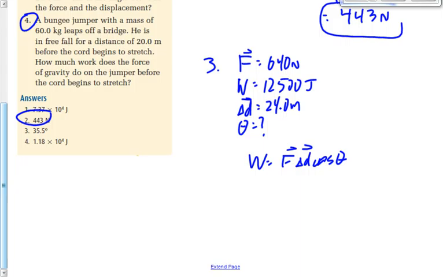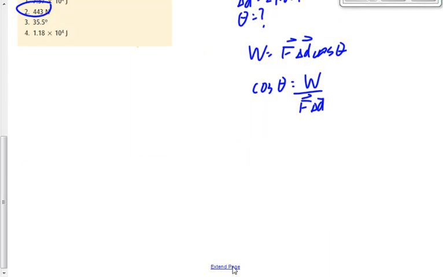Let's rearrange it to solve for cos theta first. Cos theta is W over F times D. The F and the D go over by dividing. Now we want to solve for theta. Anyone know how to do that? Anyone know how to solve for theta there? Yeah. Right, it's the inverse of cos. So we're going to say theta is equal to cosine inverse, or cosine second function on your calculator, W over F times D.